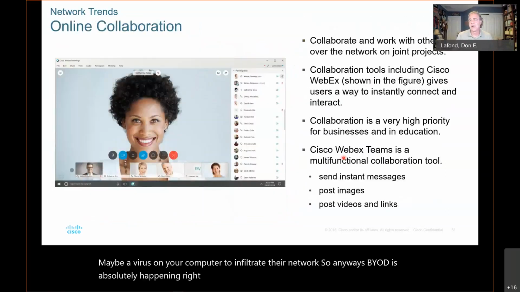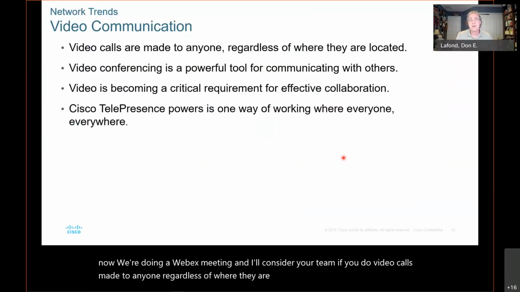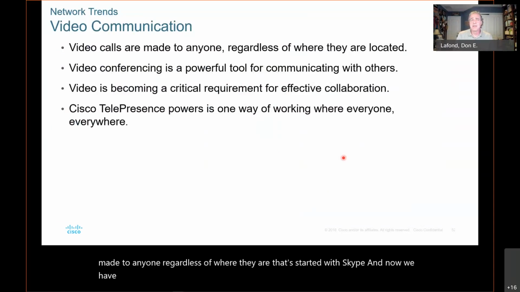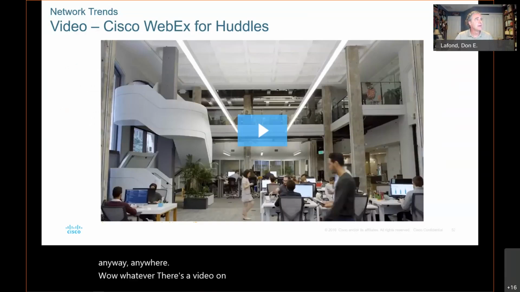Online collaboration, we're actually doing it right now. We're doing a WebEx meeting. Video calls can be made to anyone regardless of where they are. It started with Skype, and now we have Telepresence. Basically, anybody working anywhere, in many ways. There's a video on that. Let me get to that video.